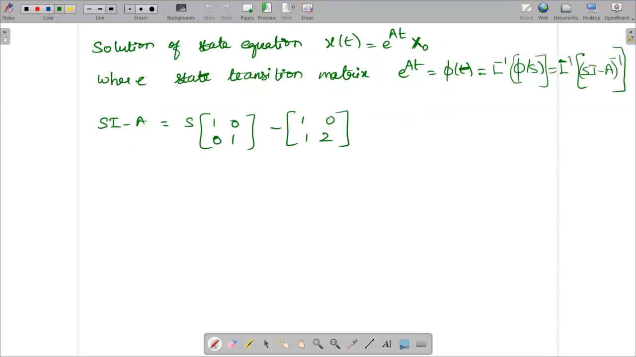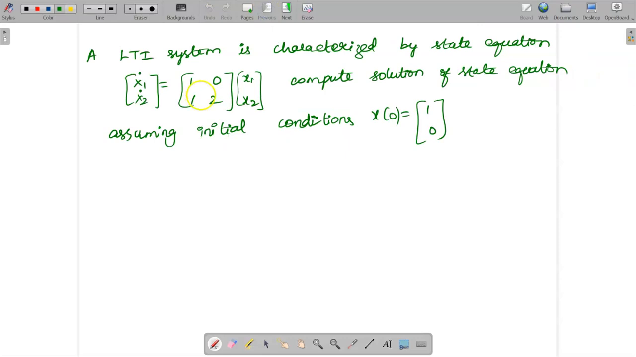So the solution of the state equation is given by x of t equal to e power At into x naught, which is nothing but e power At into x of 0, that is the initial condition, where e power At is the state transition matrix, given by phi of t. Phi of t is given by the Laplace inverse of phi of s, and phi of s is given by (sI minus A) the whole inverse. In the question they have given the matrix A as [1 0; 1 2].